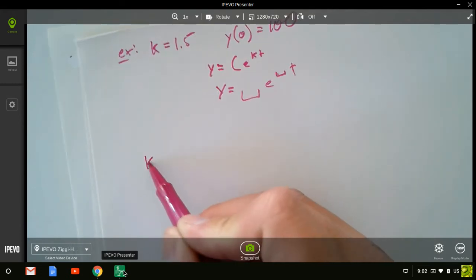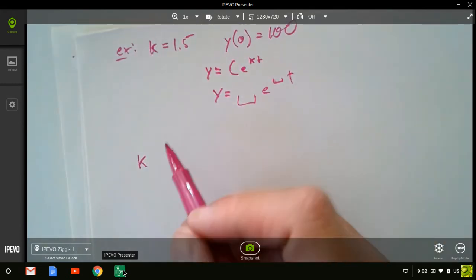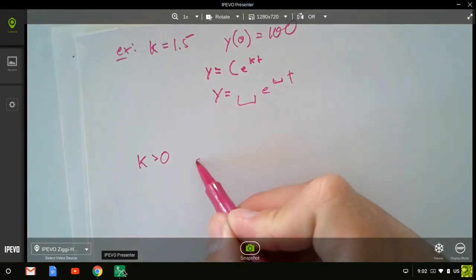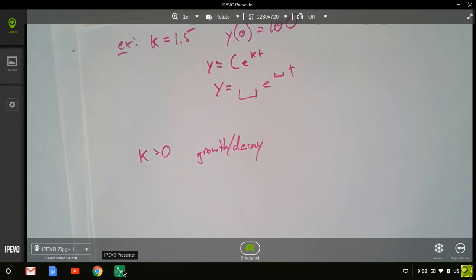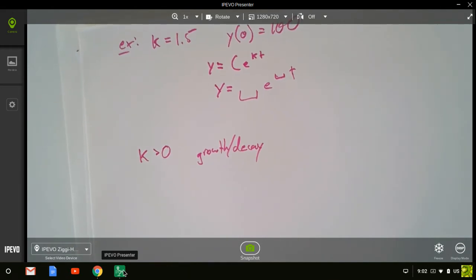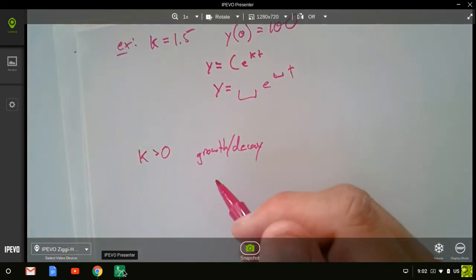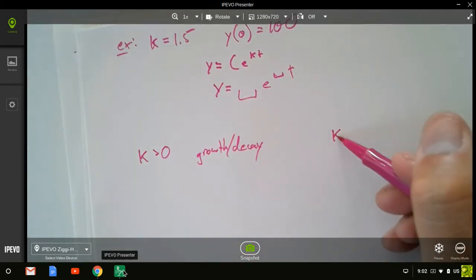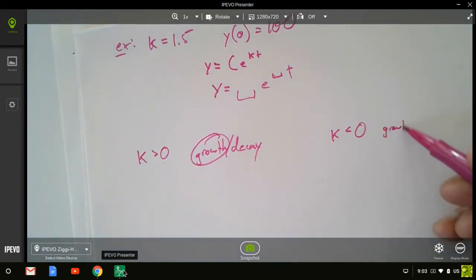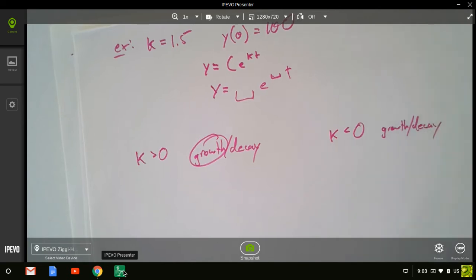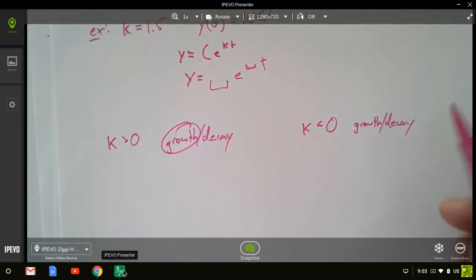So what if I had a K value? Don't write this down. What if I had a K value that is greater than 0? Critical question: would I have a growth or a decay? How would you know that? Because your exponent is positive. If your exponent is positive, it's increasing. Y is going up as A increases. If I had a K value that is less than 0, then I have a decay.